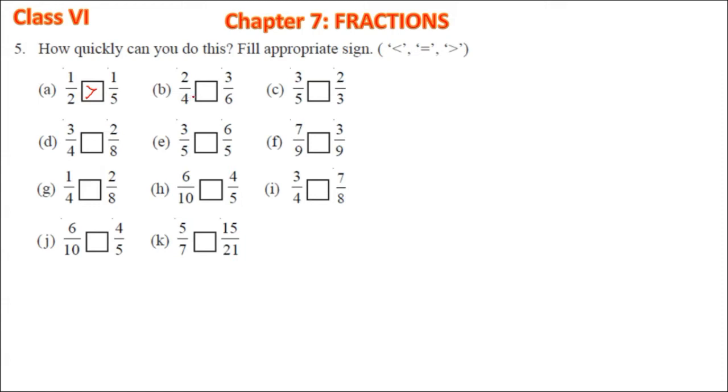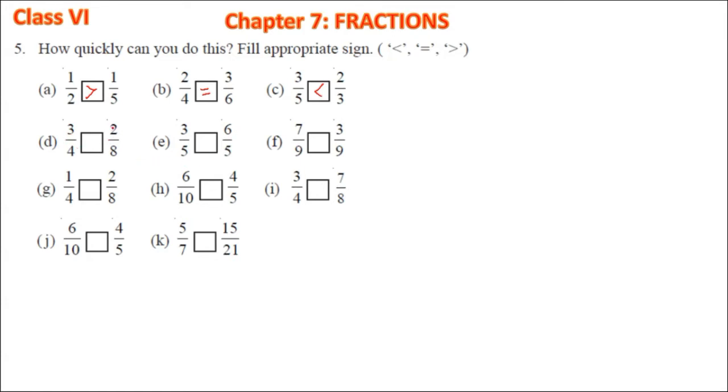Now look at the second one, 2 by 4 and 3 by 6. If you do cross multiplication, this becomes 12 and this becomes 12. They will be equal to each other. Or else, 2 twos are 4, 2 by 4 is 1 by 2, and 3 twos are 6, 3 by 6 is 1 by 2. They both are equal. 3 times 3 is 9, 5 times 2 is 10. 10 is clearly larger than 9. So 2 by 3 is larger.